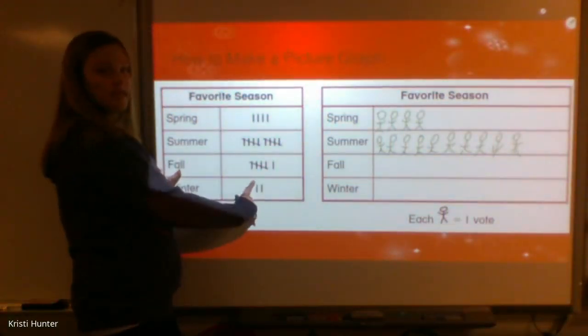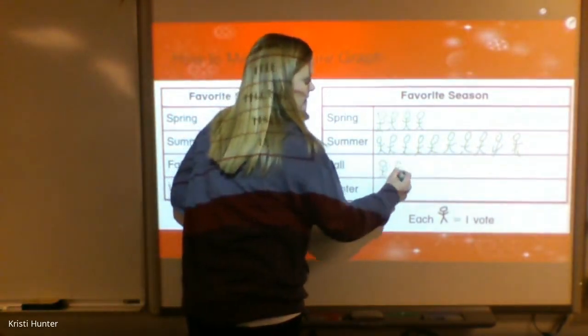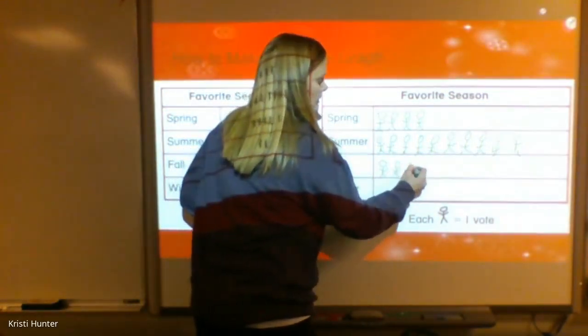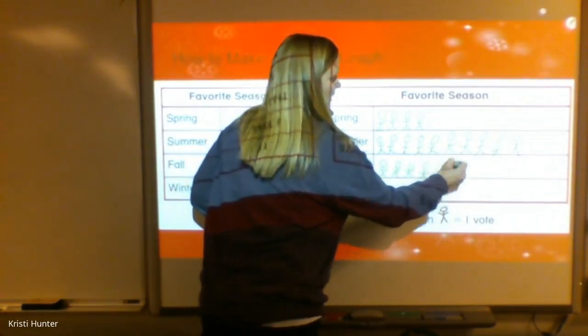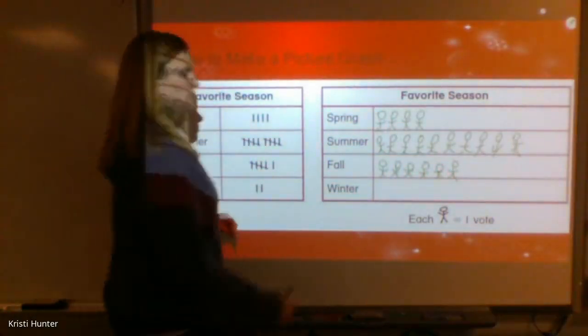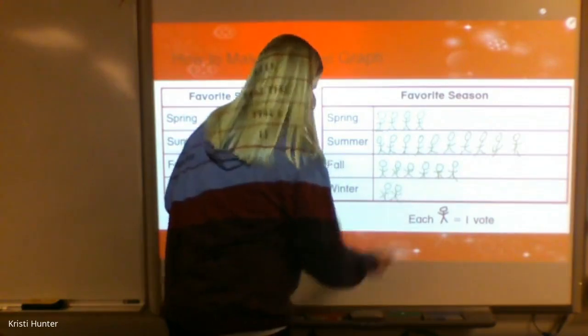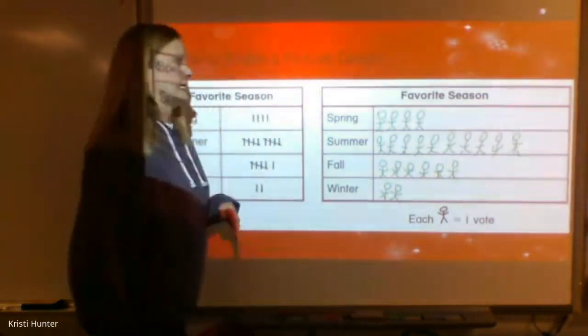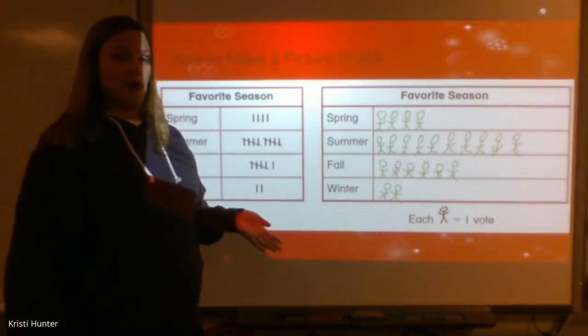Fall got 6 votes. So that means I'm going to draw 6 little stick figures. 3, 4, 5, and 6. And the last one, winter, got 2 votes. So we're going to draw 2 little stick figures. So this is an example of how to draw a picture graph, okay?